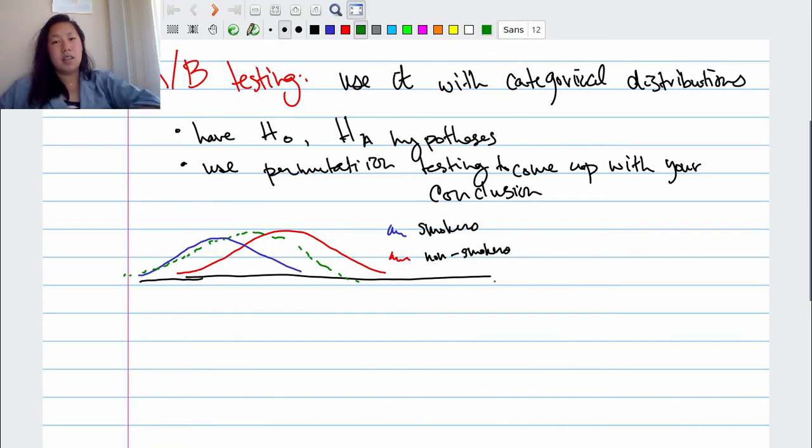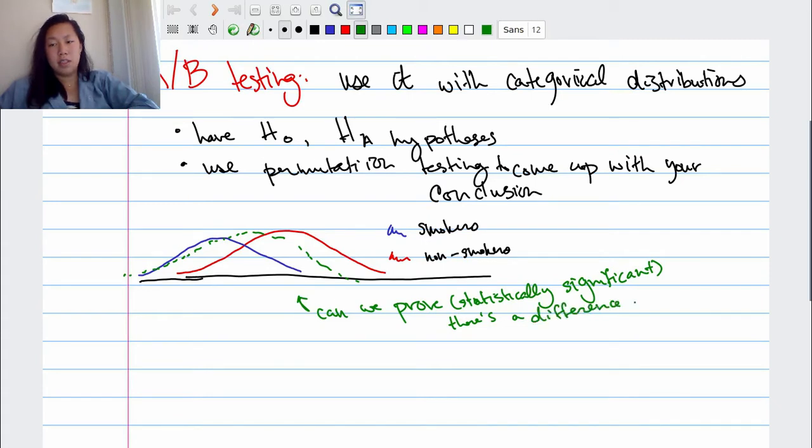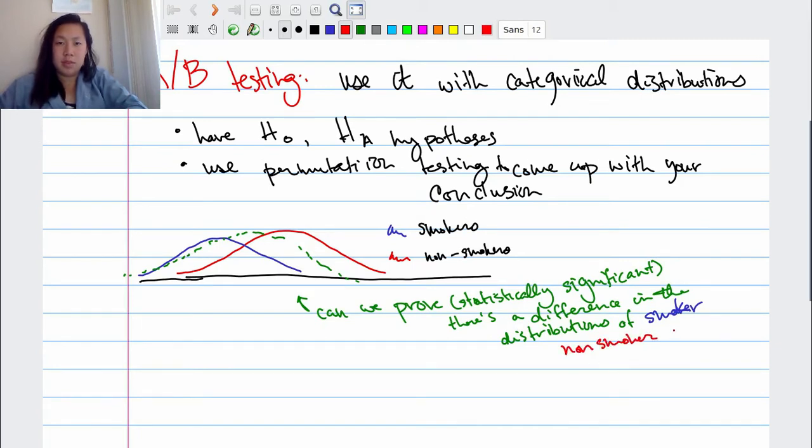So we're going to be doing that in an IPython notebook later, but it's basically: can we prove that it's statistically significant, that there's a difference in the distributions of smoker and non-smoker birth weights? That is the question we're trying to answer with A/B testing.